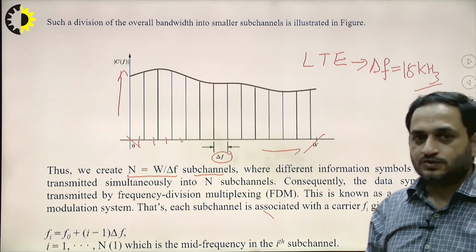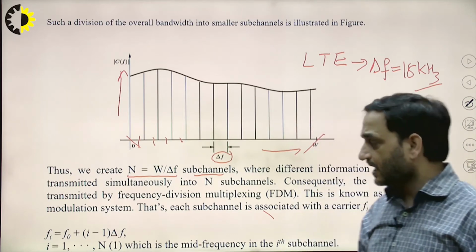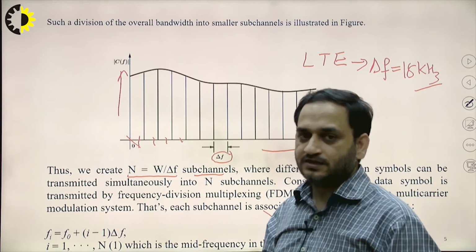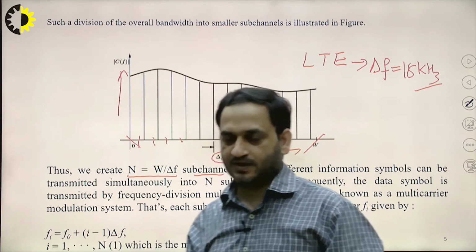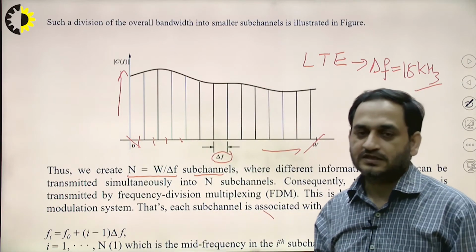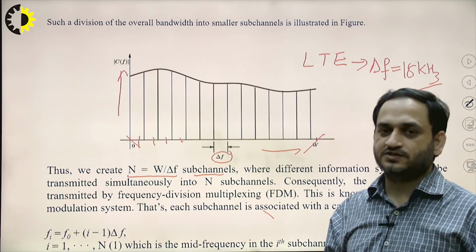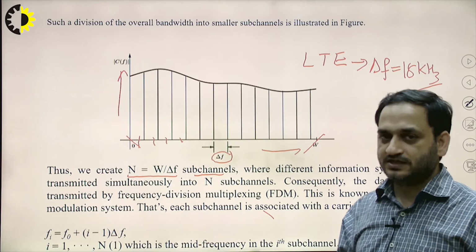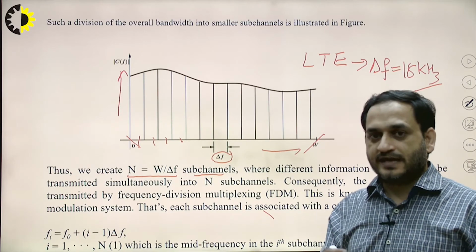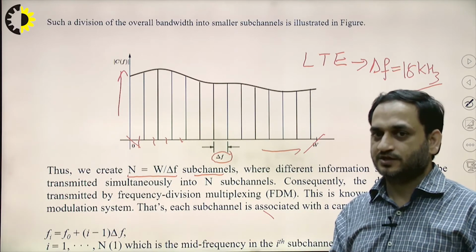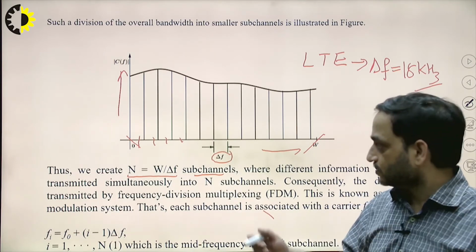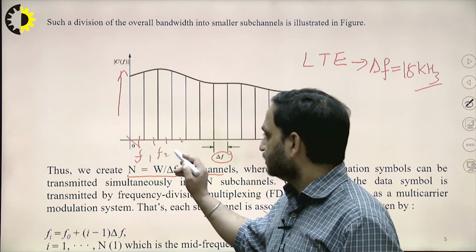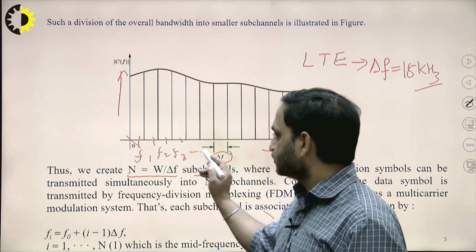In this, the FDM system is used for transmitting the N subcarriers at a time. Every bit stream is associated with each subcarrier. Or another way we can say, we modulate the low-rate bit streams or symbols onto different subcarriers. So this is subcarrier 1, this is subcarrier 2, this is subcarrier 3, and so on.